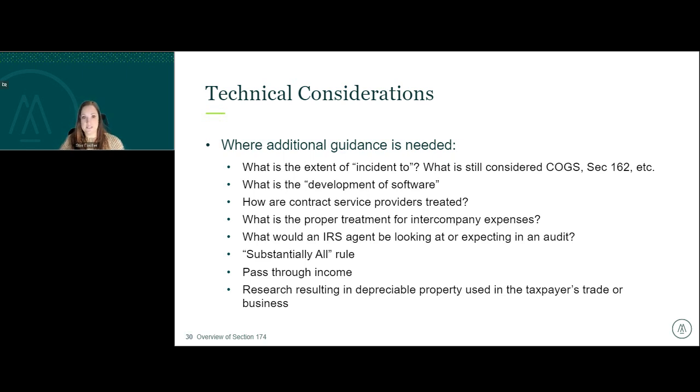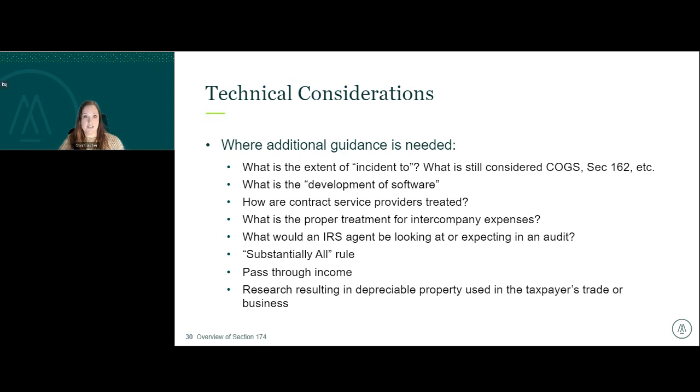So that's one thing we're really hoping to get guidance on, because it can be a really big hassle and burden for taxpayers to figure out. Also, what is the development of software? What does that include? And kind of in conjunction with the next one, what if it's contracted out? How is that included? And contract research providers in general.